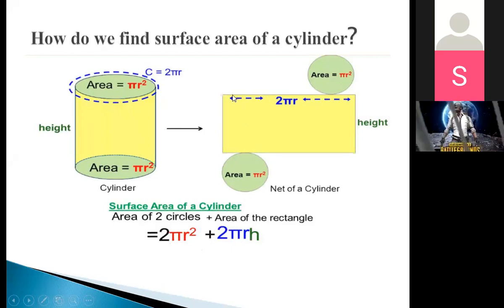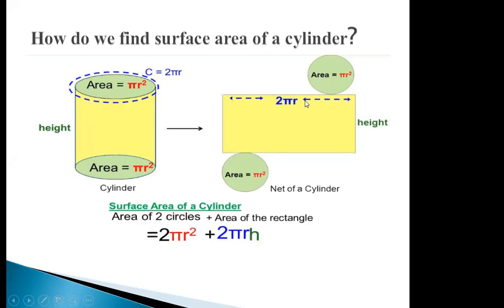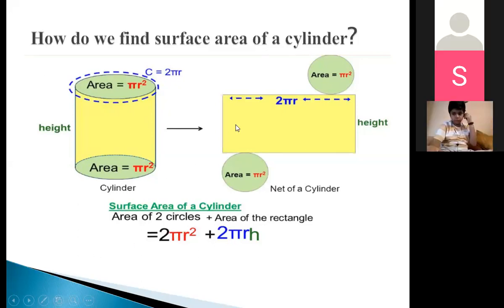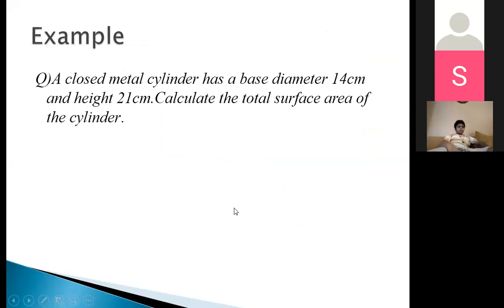I'm repeating, how do you get 2 pi r h? You get 2 pi r h by taking this length of the rectangle and you turn it into a curved surface. So this becomes the boundary of the circle, isn't it? Now the length of the rectangle has become the boundary of circle, that is 2 pi r, isn't it? And the smallest side is h, isn't it? So using the formula, find out the surface area, everyone.